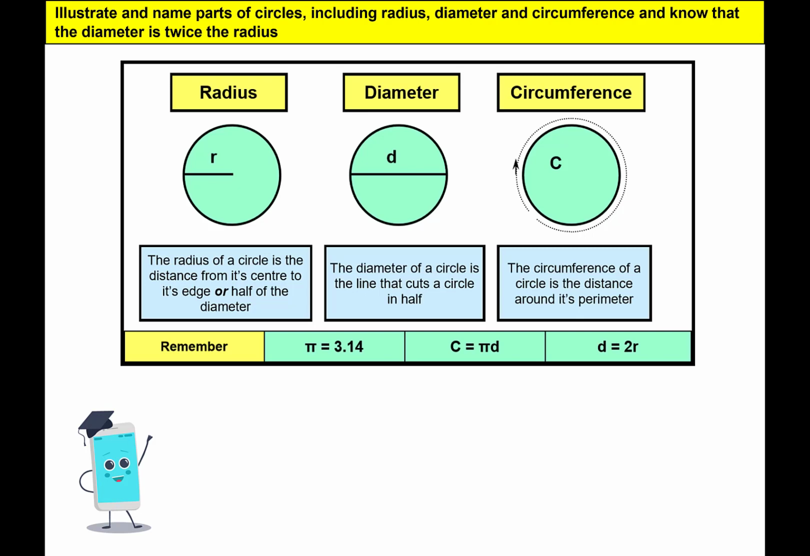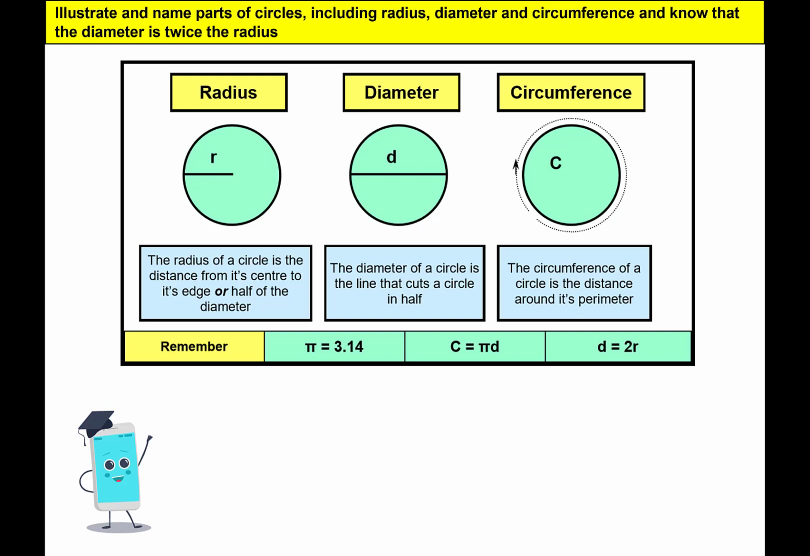Okay, let's start with the radius. The radius of a circle is basically the distance from the centre of the circle to the edge. So if you took the centre of the circle and you drew a straight line to any point on the edge, it would always measure the same distance, and that's called the radius.